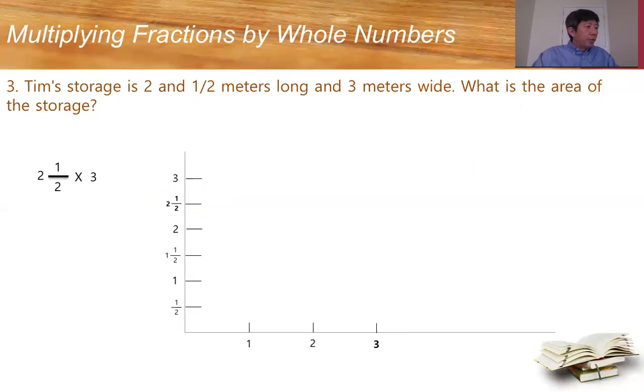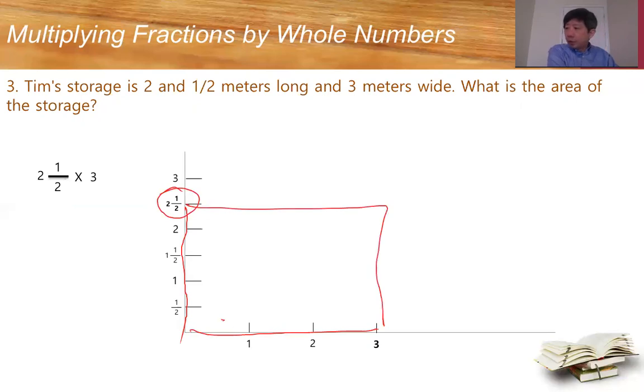So if we want to find the area, we can say 2.5 times 3, right? So this is 2.5 meters long, and then times 3, all right? And then we can find the area, okay? This shows you the meters long, and this will show you the meters wide, and we can find the area of this, right? This is how many? We're finding out, okay?